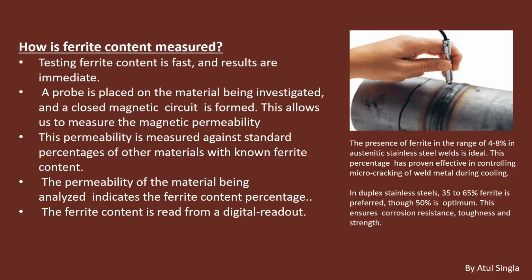Okay, in austenitic stainless steel, 4 to 8% of ferrite is acceptable, right? It is not going to impact mechanical properties or weldability if it is within the range of 4 to 8%. At the same time, in duplex stainless steel, 35 to 65% ferrite is preferred. Mostly 50% is optimum, right? So these are the properties which need to be there so that we ensure corrosion resistance, toughness and strength.